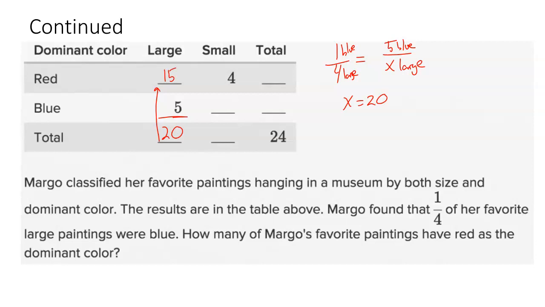And then from there I can keep going and say, now I have this information. If I have 15 large red paintings and 4 small red paintings, I know that I have 19 red paintings in total. And if I wanted to, I could keep going and fill in the rest of these values here, but I don't need to, because if we finish reading the question, how many of Margot's favorite paintings have red as the dominant color? Well, we just answered that. It's 19.